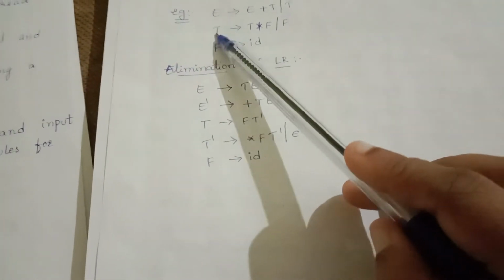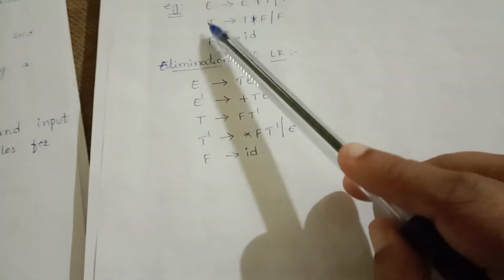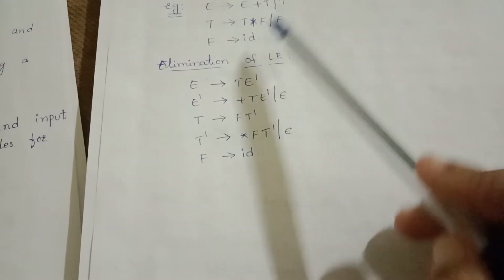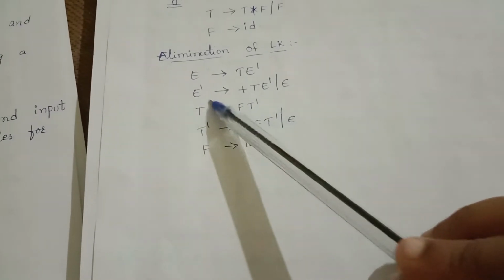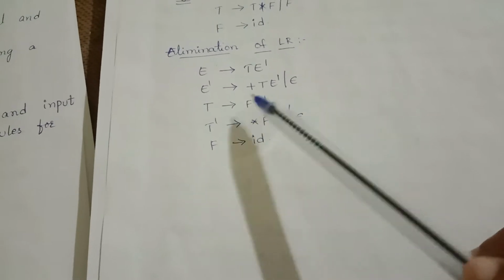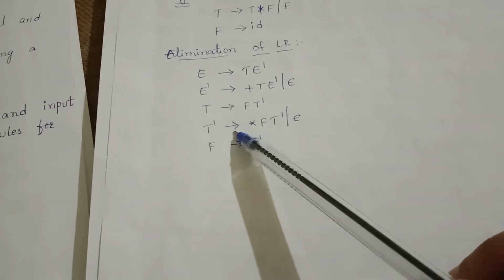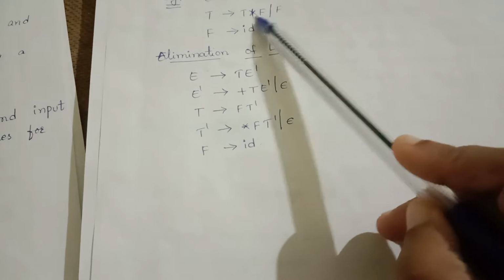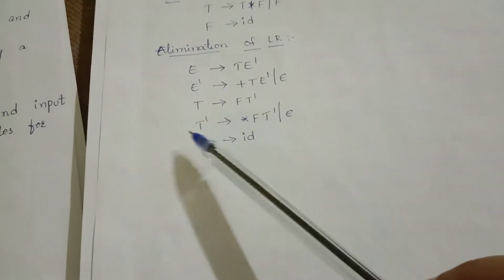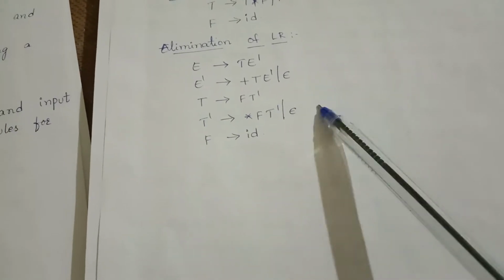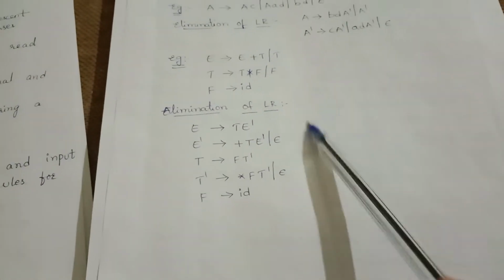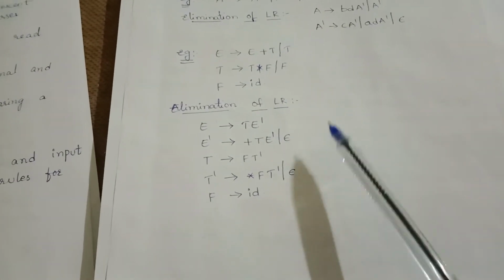And for T tends to T star F or F: T tends to the non-recursive production, that is F, and then introduce a new symbol related to the starting symbol. So T tends to F T dash, and for this T dash also we need to derive. T dash tends to whatever remaining symbols are there in the recursive production, that is star F, and then T dash or epsilon. And F tends to ID. There is no left recursion in this. So this is how we eliminate the left recursion from the given grammar.